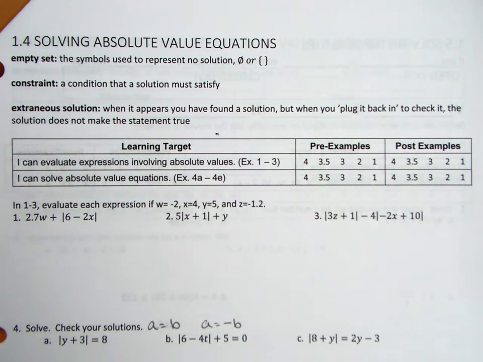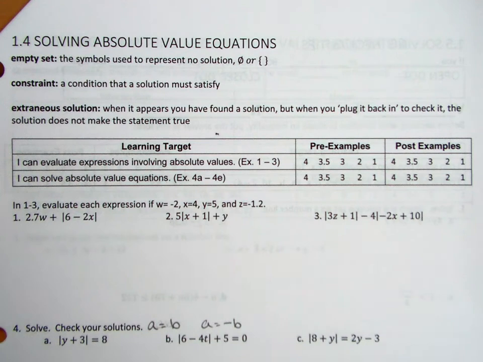Constraint: a condition that a solution must satisfy, so you will have constraints on your equation. Absolute values can never equal a negative, which is an example of a constraint. Same thing when you square root a number, you can't take the square root of a negative number. An extraneous solution: when you find solutions, you have to plug them back in to make sure that they check.